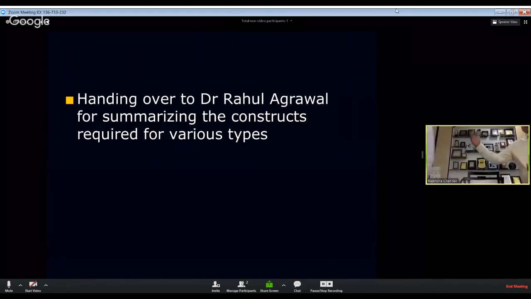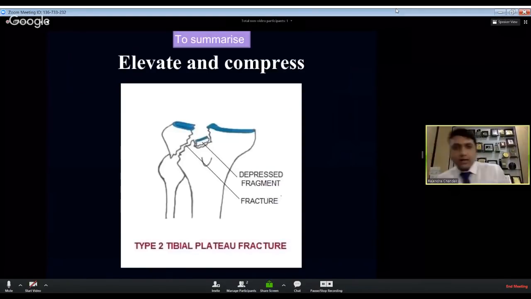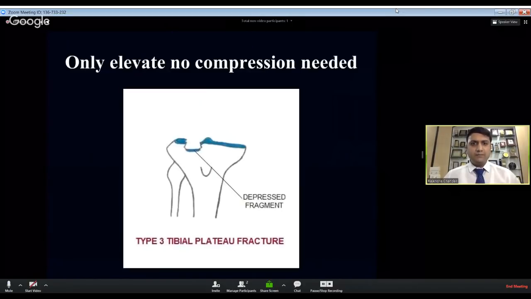I'll be handing over to Rahul, who would summarize the constructs required for various types. Welcome, Rahul. Hello everyone. Thanks for giving this opportunity. Here we can see type 2 tibial plateau fracture from the Schatzker classification. Here there is a fracture of the lateral condyle of the tibia with depressed fragment. Here we require elevation of the depressed fragment and compression of the condyle, and buttress plate with raft screws or raft plate from the lateral side.